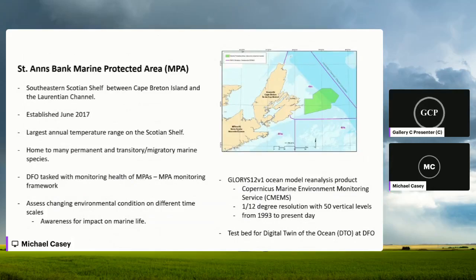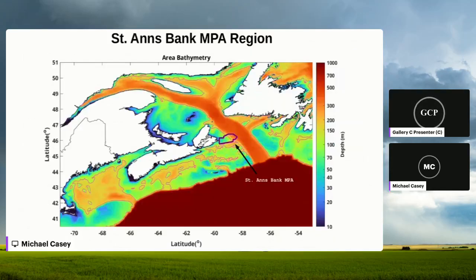And for doing this, I'm using the GLORYS12 ocean model reanalysis product from CMOS, which is a 1/12 degree resolution with 50 vertical levels from 1993 to almost present day, and daily and monthly averages. And we're using this as a test bed for the digital twin of the ocean project at DFO, which will hopefully feed back into the MPA monitoring framework.